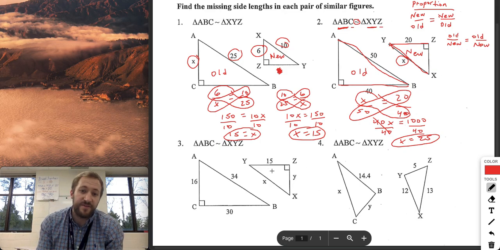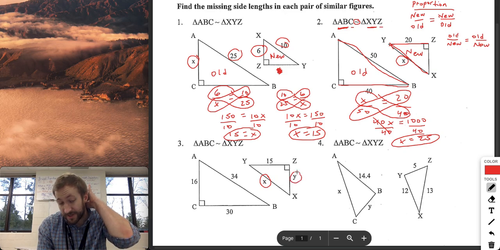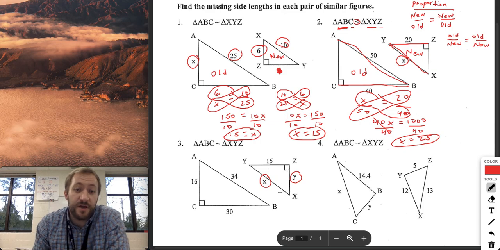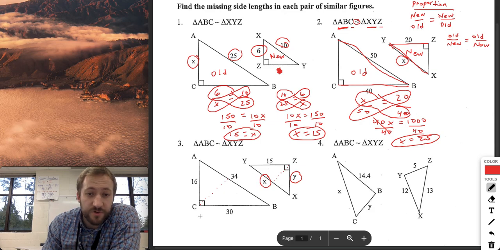Another missing side, and this time we're missing not just one, we're missing an x and a y over here. So we can only do one at a time, right? Let's see what we know that corresponds. You can look at the order of the letters in the naming of the triangles, or another way you could see is here's my right angle. Directly across from the right angle is x. Directly across from the right angle over here is 34. So x and 34 correspond. So x over 34, new over old.